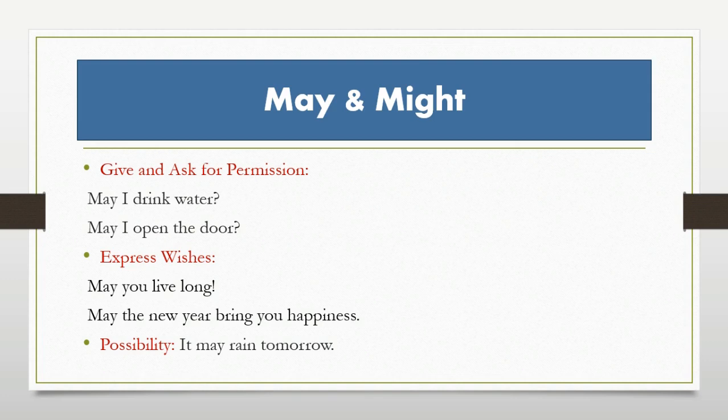The next one, uses of may and might. Give and ask for permission. Especially may is used for permission. Most of the time when we were kids, even right now, whenever we want to enter some offices where there are teachers, professors, CEOs, we ask permission. May I come in, sir? May I drink water? May I open the door? So they are all used for permission.